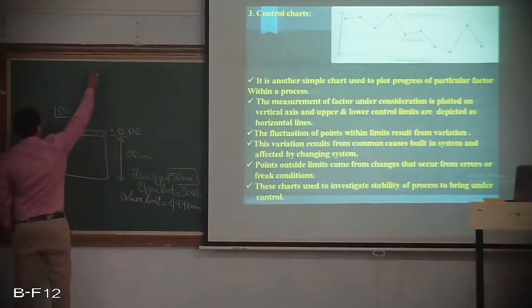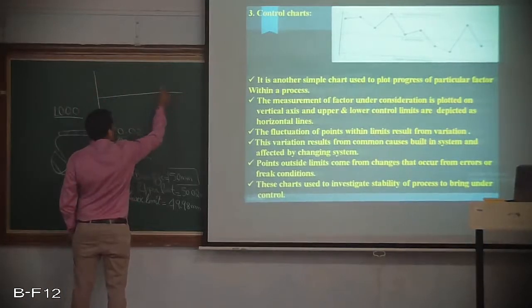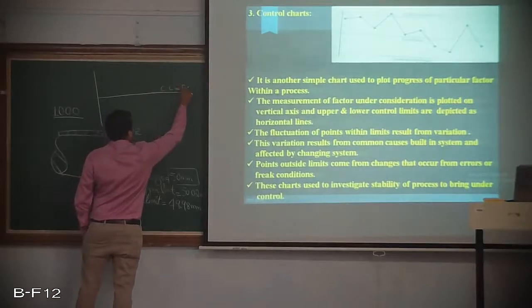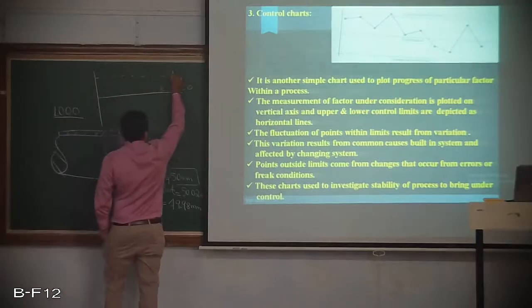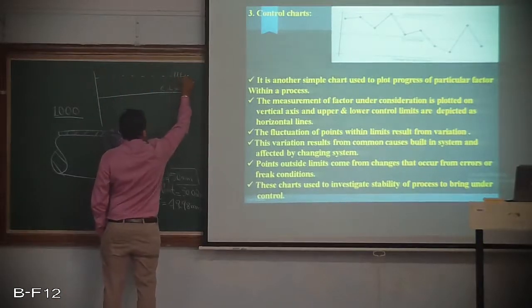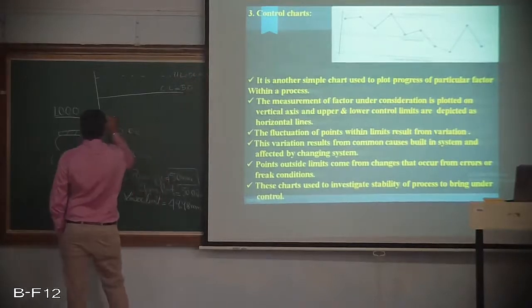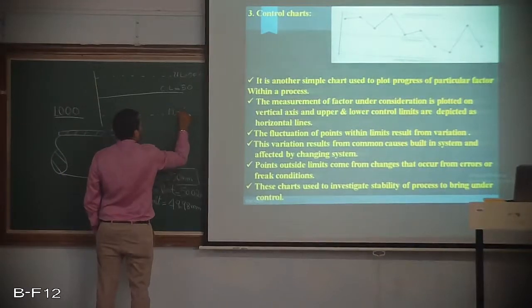So the control chart will be such that first I will mark a center line and the dimension of that I will write as 50, and upper limit I will mark, it is 50.02, and lower limit also I will mark, it is 49.98.